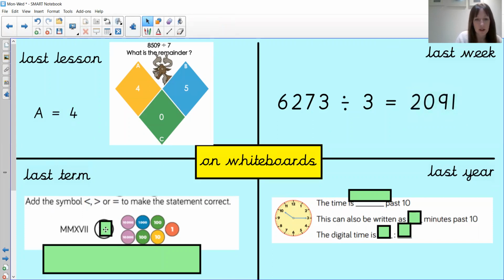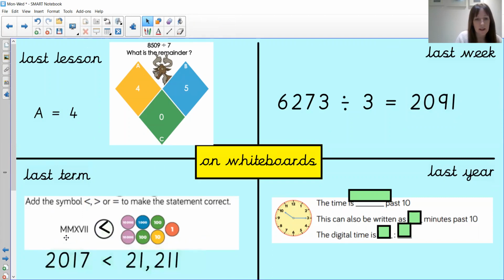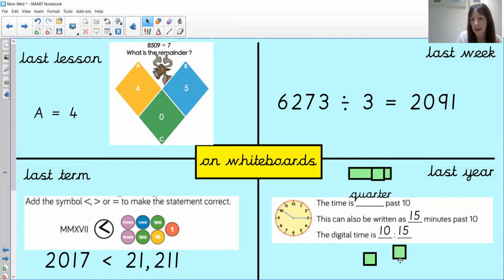The symbol you should have had here was less than, because this Roman numeral here symbolises 2017, and these place value counters here show 21,211. And let's look at the time question. So the time is 10:15. This can also be written as 15 minutes past 10. The digital time is 10:15.